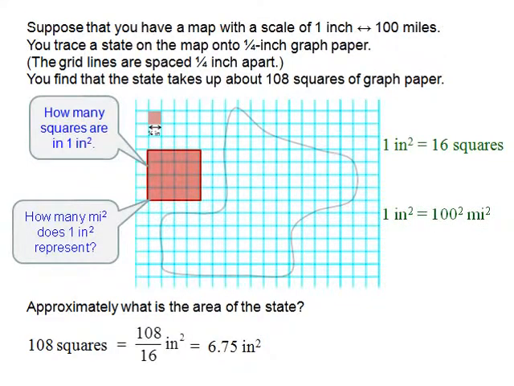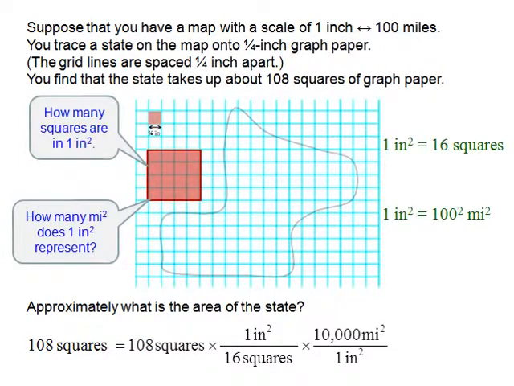Actually 1 inch square is equal to 100 miles times 100 miles, right? Because 1 inch times 1 inch is equal to 100 miles times 100 miles, and that makes it 10,000 miles square in 1 inch square. So the answer will be 67,500 miles square. That's the area of the state.